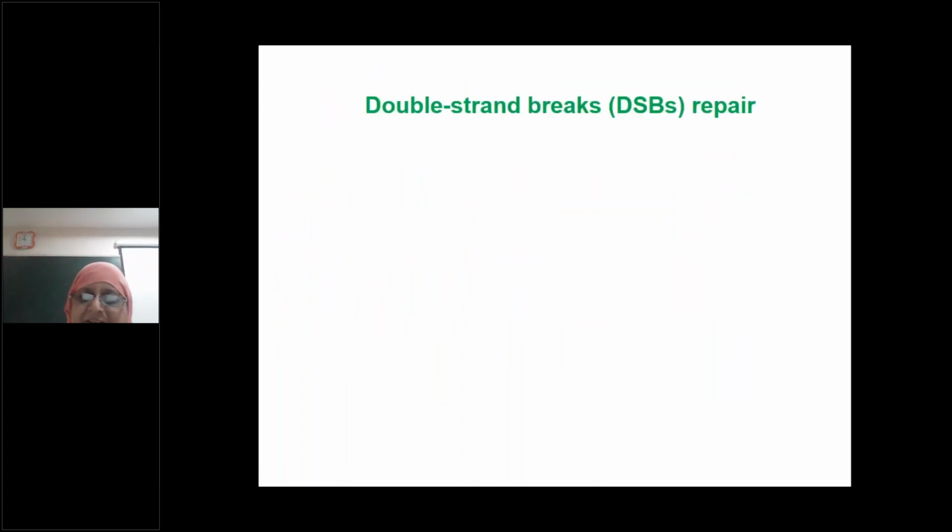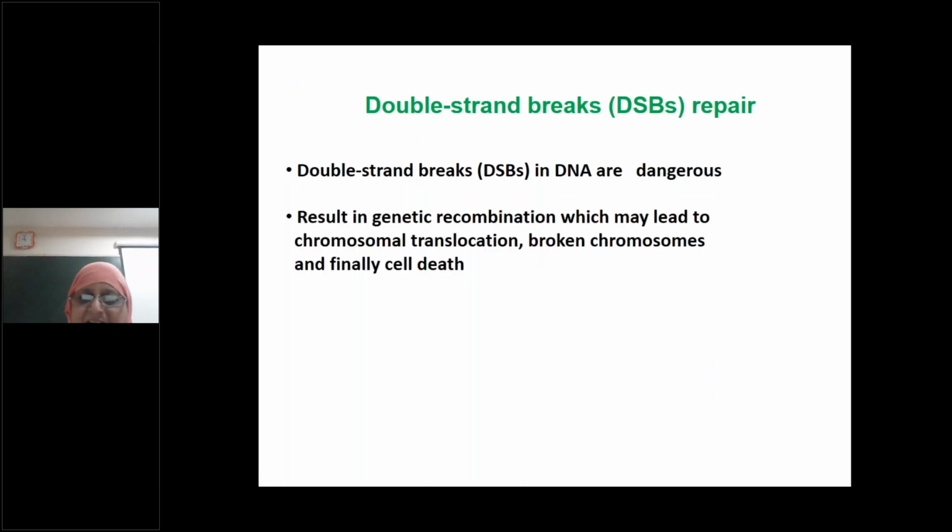Then double-stranded break repair is there, where double-stranded breaks are dangerous, and we said they may lead to mutation, but they result in genetic recombination, which may lead to chromosomal translocation, broken chromosomes, and finally cell death. So several conditions may arise as a result of these double-stranded breaks.